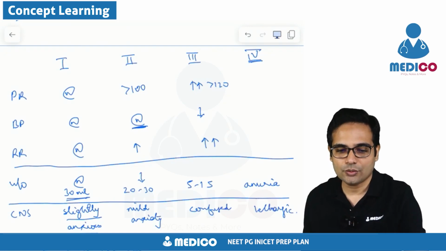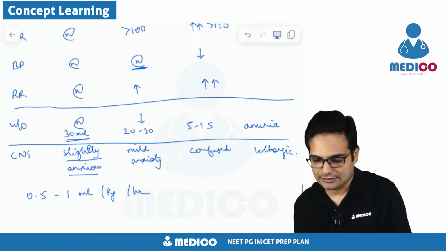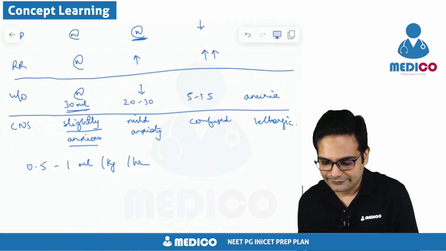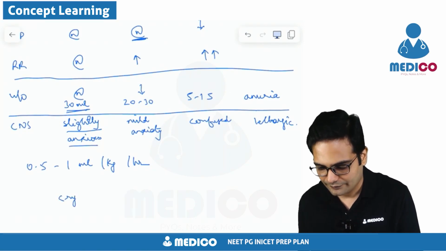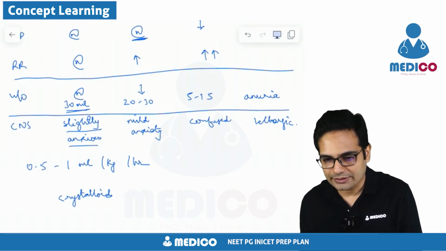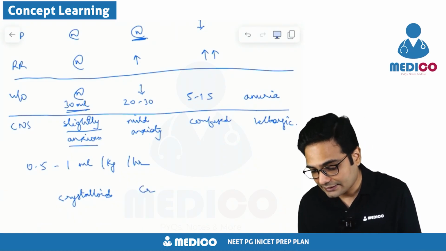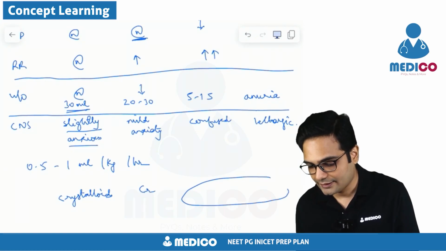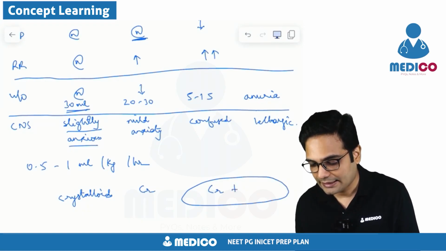All right. So now, how do you treat such patients? So grade 1, if you give crystalloids, that is enough. Grade 2 also you will give crystalloids. Grade 3 and grade 4, here you have to give crystalloids and blood.